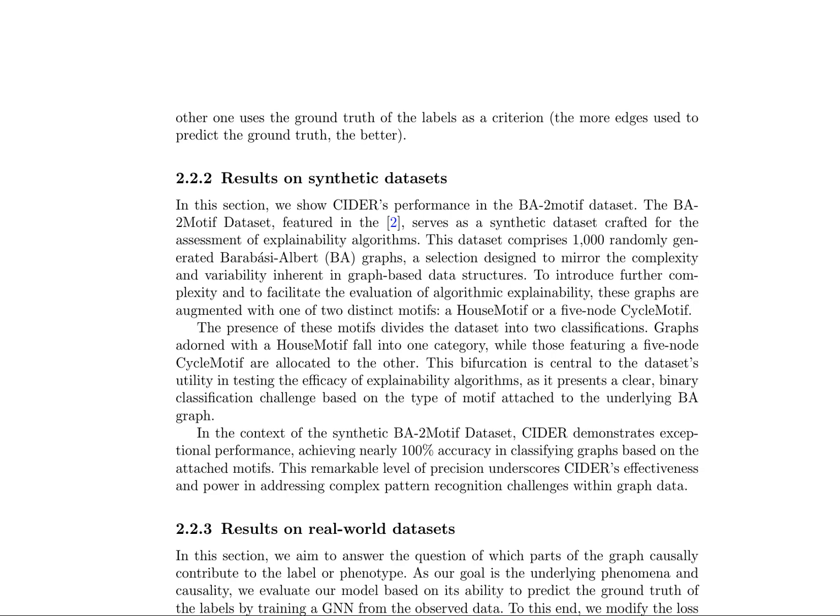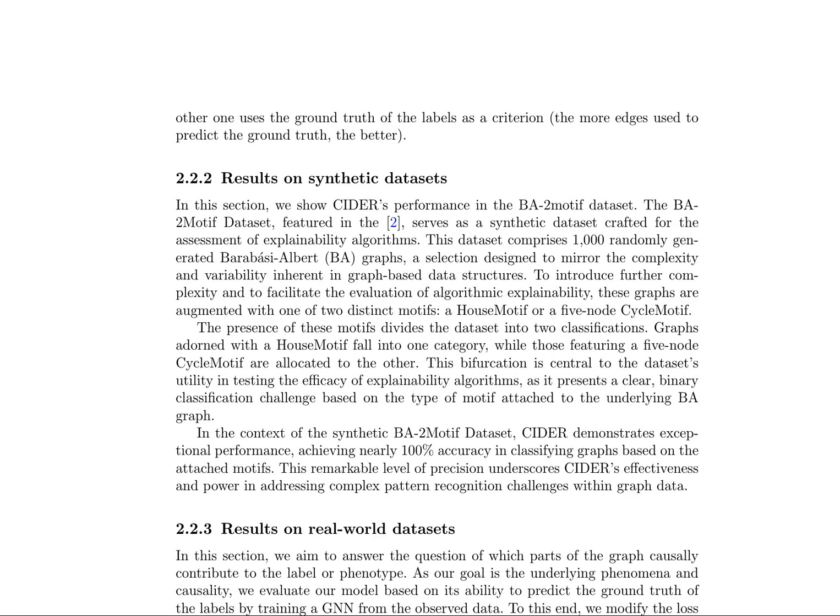In the synthetic BA2 motif dataset, CIDER achieves nearly 100% accuracy in classifying graphs based on attached motifs, demonstrating exceptional performance. This dataset, comprising 1,000 randomly generated Barabasi-Albert graphs with added motifs, presents a binary classification challenge that CIDER addresses with remarkable precision. Moving to real-world datasets, the evaluation focuses on identifying the parts of the graph that causally contribute to the label or phenotype.